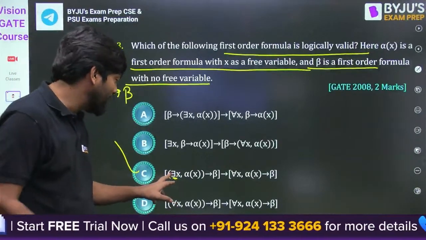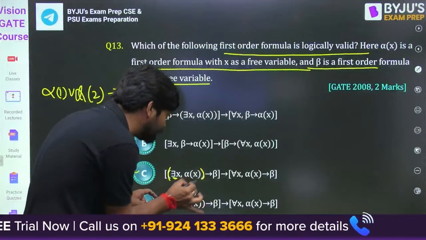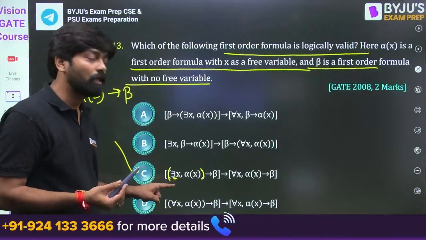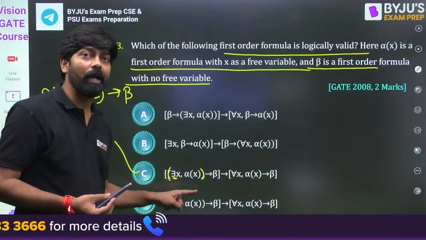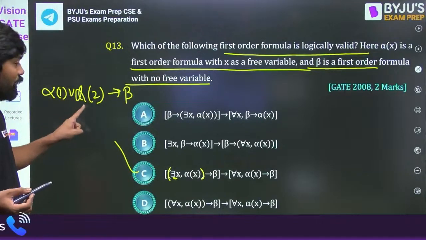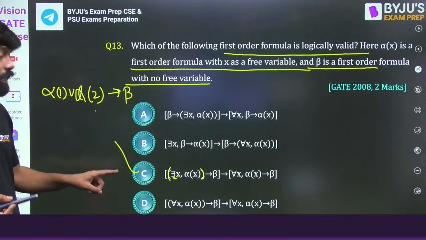See here, alpha, bracket, देखो bracket कहाँ है? See here, bracket यहाँ तक है. This is the bracket, my dear friend. So there exists का मतलब क्या होता है? What is the meaning of there exists? I told you very clearly. This is nothing but or. Alpha of x, if I take x equal to 1 or 2, so it is nothing but alpha 1 or alpha 2 implies beta. This is nothing but left hand side.